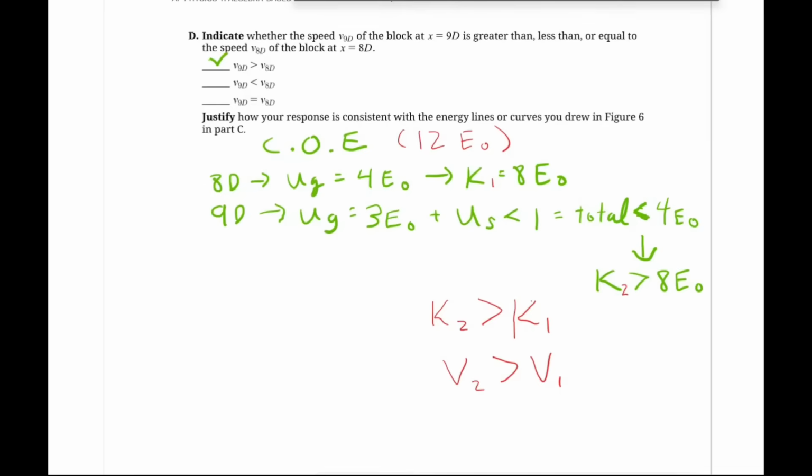At 9D, my UG equals 3 E naughts plus a spring potential energy that is less than 1, which was very slightly less than 1. Therefore, my total of those two is slightly less than 4 E naught. That means that my K2 is slightly greater than 8 E naught. And if K2 is greater than K1, then my V2 has to be greater than V1.